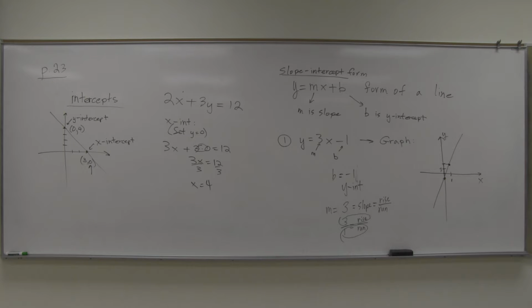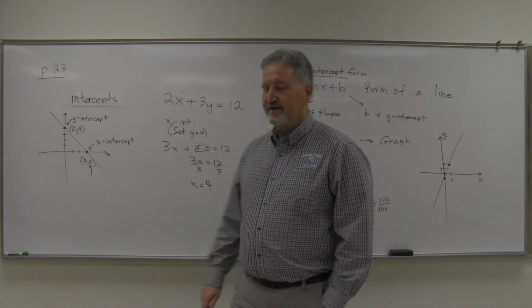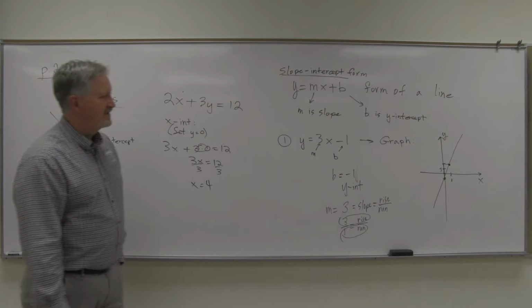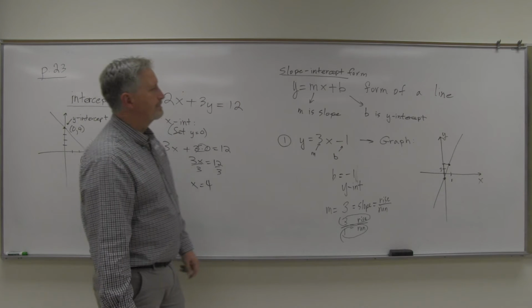Two points determine a line. There you go. We have enough information there to graph this. Since I know it's a line, it's a linear equation, x to the first, y to the first.